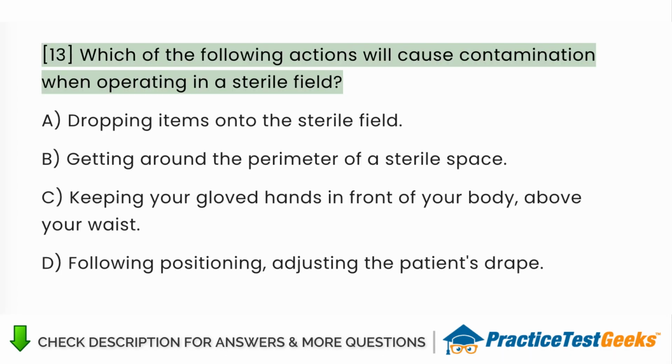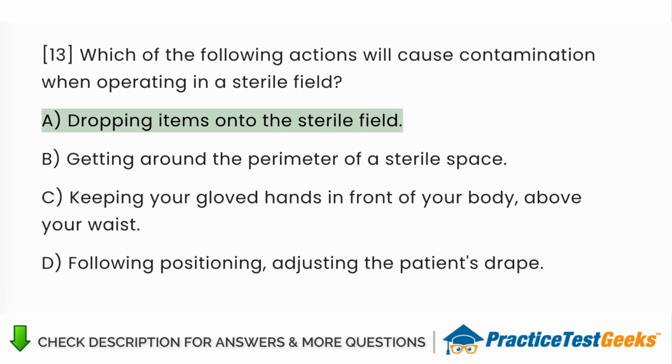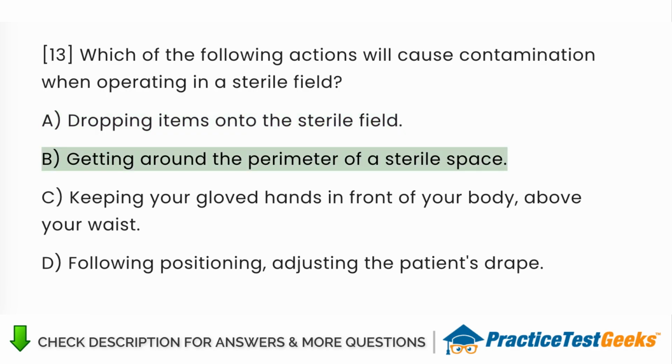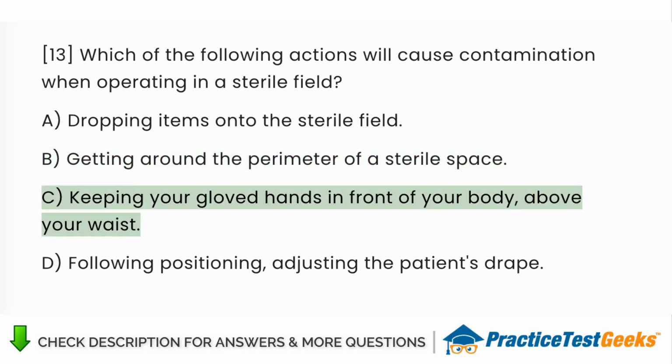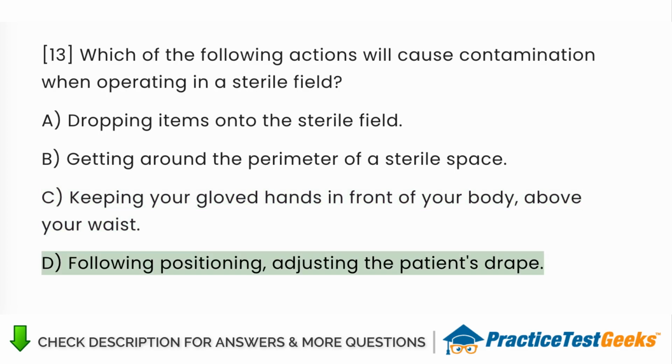Which of the following actions will cause contamination when operating in a sterile field? A. Dropping items onto the sterile field. B. Getting around the perimeter of a sterile space. C. Keeping your gloved hands in front of your body, above your waist. D. Following positioning, adjusting the patient's drape.